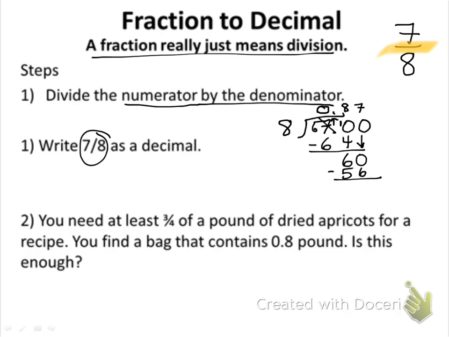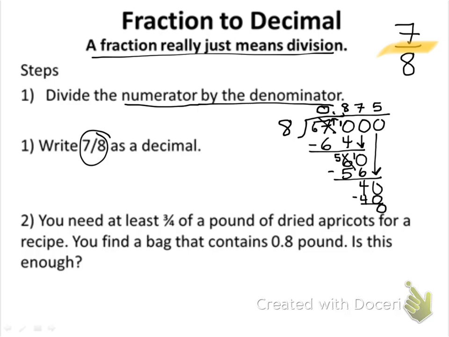So again, I can't do 0 minus 6, so I'll borrow from my 6, it becomes a 5, and that becomes a 10. 10 minus 6 is 4. I'm not at 0 down here yet, so I'm going to add another 0 up top and bring that down. How many times can 8 go into 40? 8 can go into 40 5 times, and 5 times 8 is 40. 40 minus 40 gives me 0.